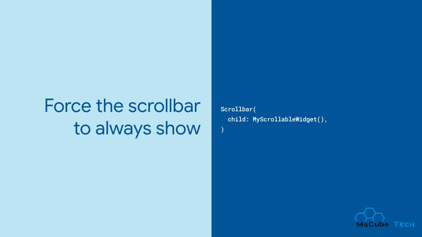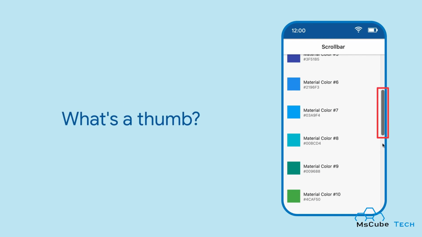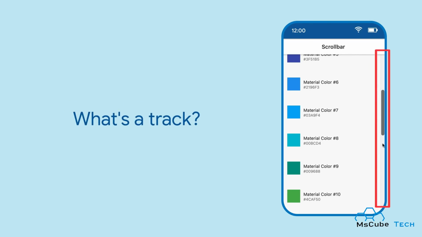By default, the scrollbar will hide when it's not in use. You can force it to always be visible with isAlwaysShown. And by default, only the thumb is visible. That's the part of the scrollbar that moves. You can ask the widget to also show the track. That's the bar along which the thumb moves.